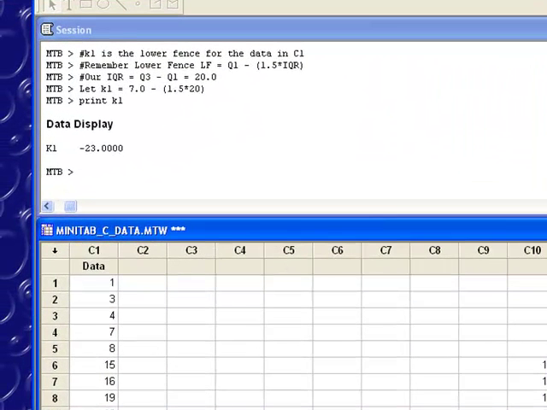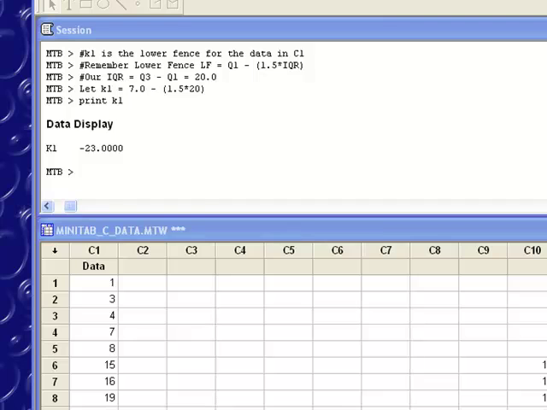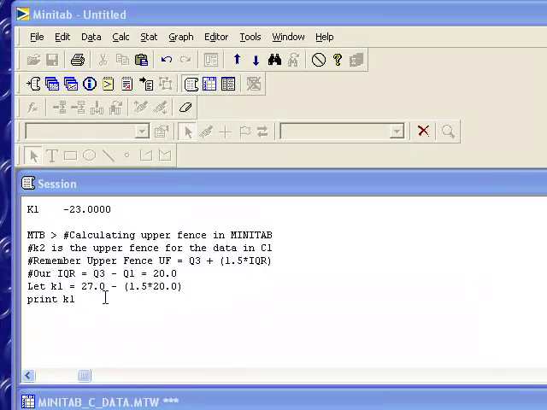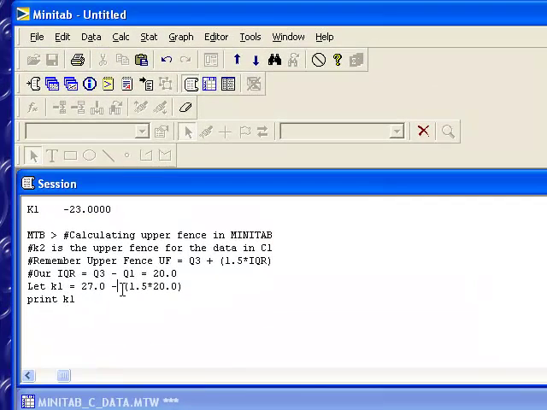And so we do the same procedure we did for the lower fence. So here we have, calculating our upper fence in Minitab, K2 is the upper fence for the data in C1. I chose the constant to be called K2. Remember, the upper fence is the third quartile plus 1.5 times the interquartile range. So in our case, our interquartile range is Q3 minus Q1, which we already knew was 20. So here are our Minitab commands. Let K1 equal 27. Whoops, that should be plus.